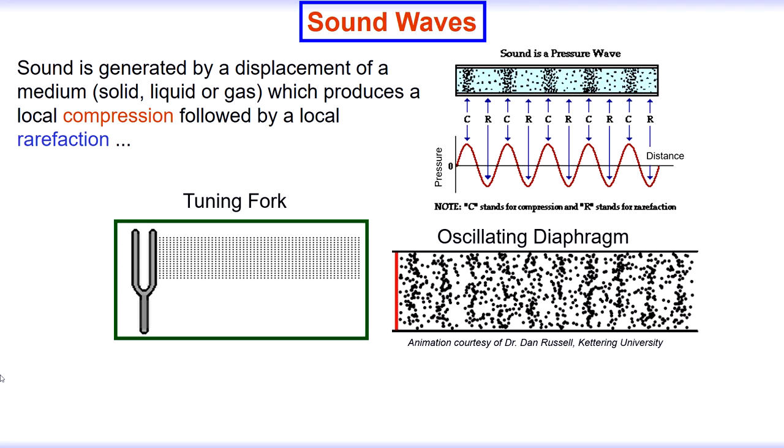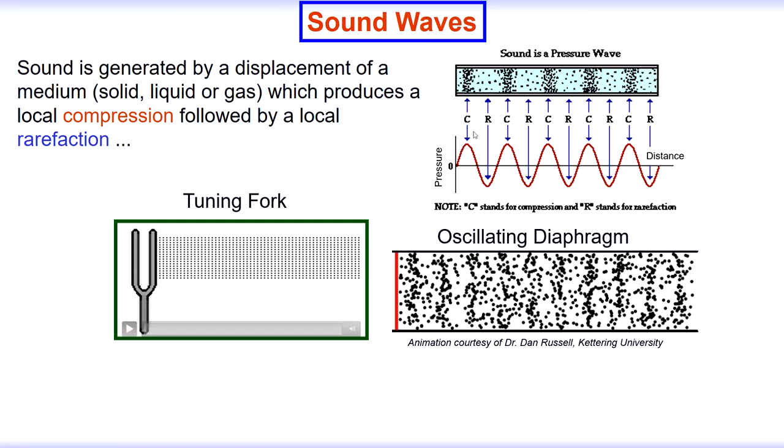Let's now take a snapshot of that medium. At the top here, we've got that snapshot. And plotted below is how the pressure within the medium varies with distance along this pipe, along which the sound wave is propagating. So here we have pressure plotted vertically and distance plotted horizontally. We see that there are regions where the particles are located close together and regions where they're located further apart.